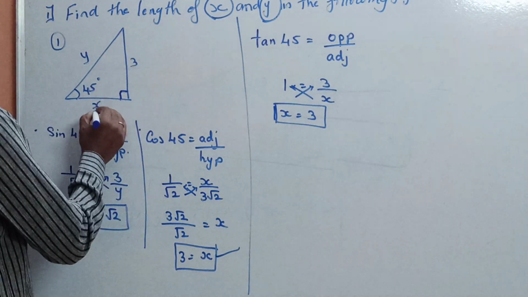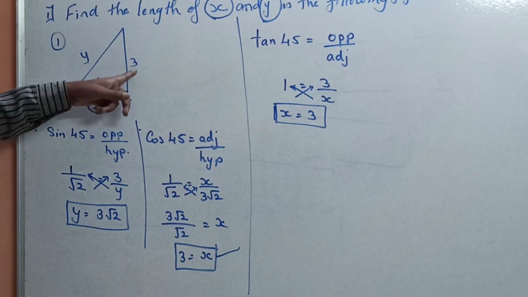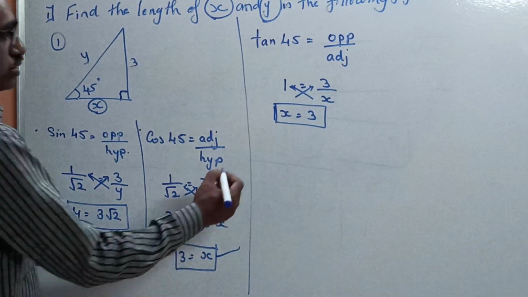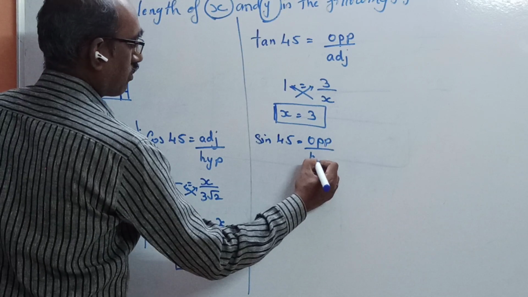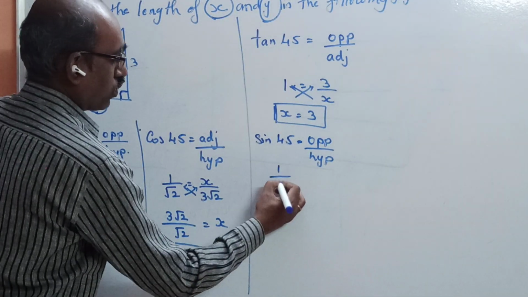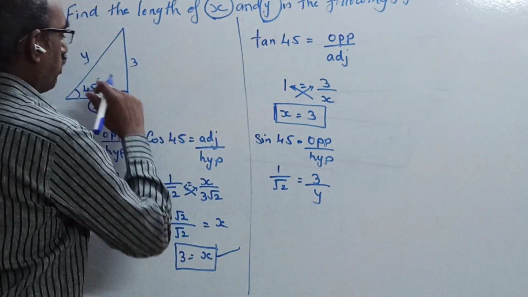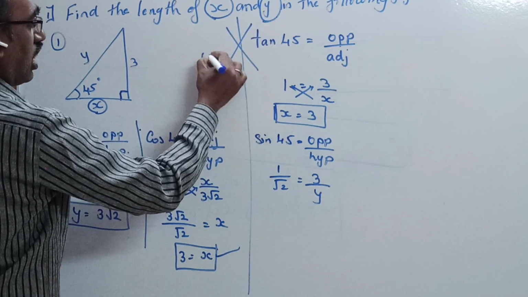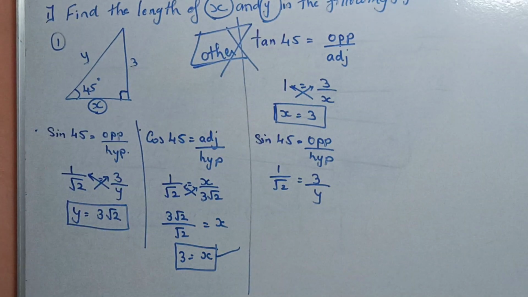Now you have got the value for x. How are you going to get the value for y? It's simple. You can use sine 45. What is sine 45? Opposite upon hypotenuse. You can use this formula. So sine 45 is equal to opposite upon hypotenuse. What is the value for sine 45? 1 upon root 2. So opposite side is what? 3, upon hypotenuse, which is y, because we have to find the value for y. This we have done. This is the other method. So you can use another method. That is the method you have to use.